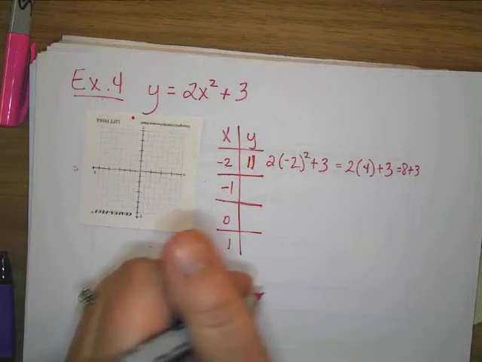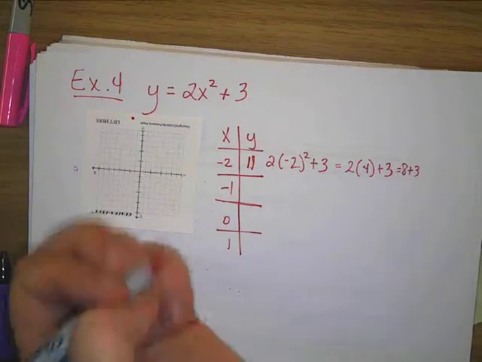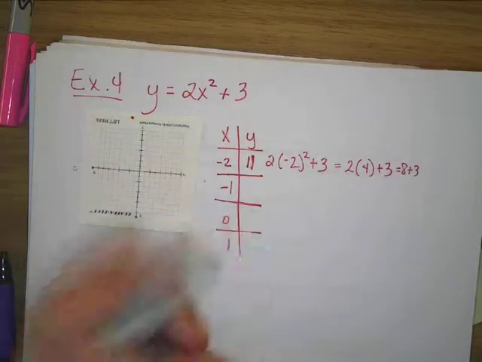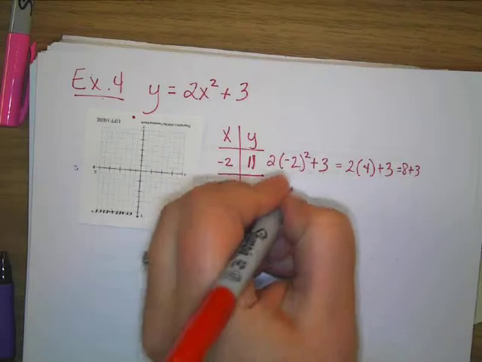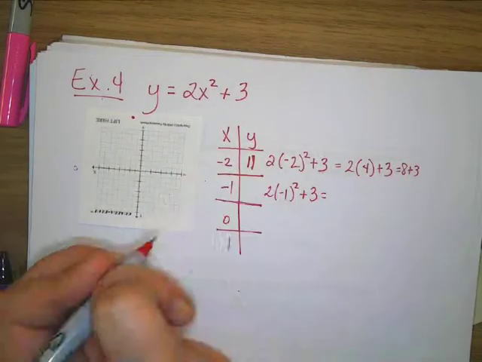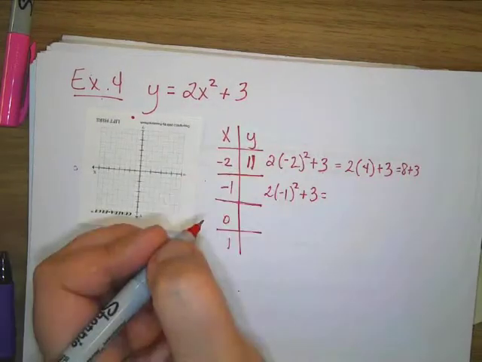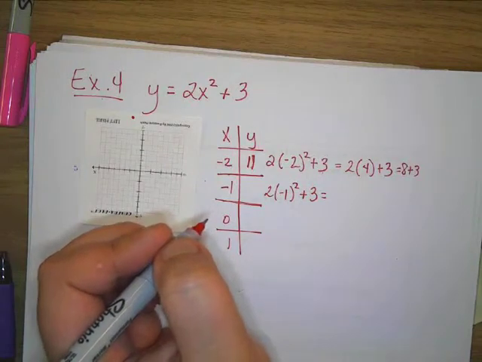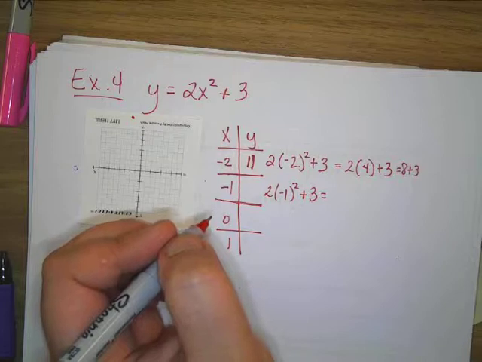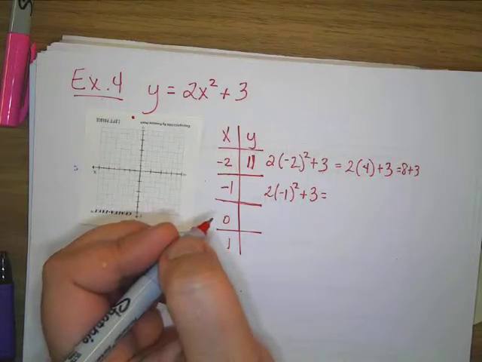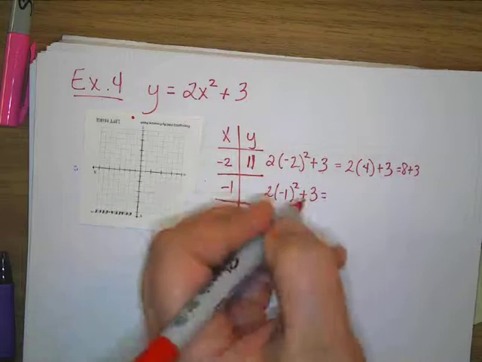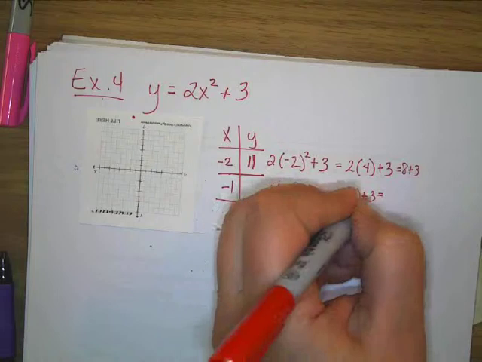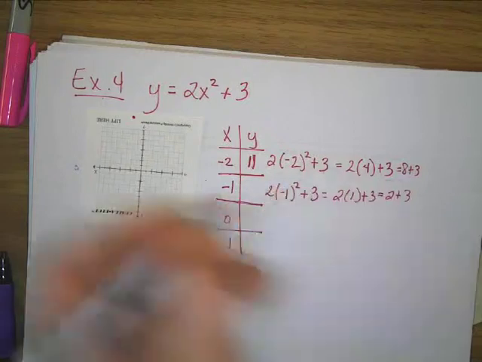So now let's do the same thing with -1. So do you understand why evaluation is important? Because we're going to be replacing a lot of letters, figuring out what we get out. So we got to be good with our order of ops. So what's -1 squared? 1. So we have 2 times 1 plus 3. What's 2 times 1? 2 plus 3 is 5.